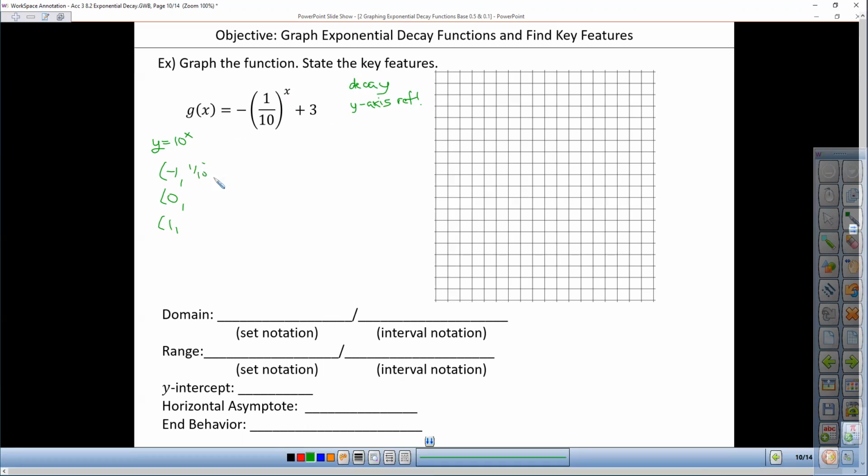That would give me 1/10. 10 to the 0 power is 1. 10 to the first power is 10. So we'll do that y-axis reflection, and then we'll figure out other things.